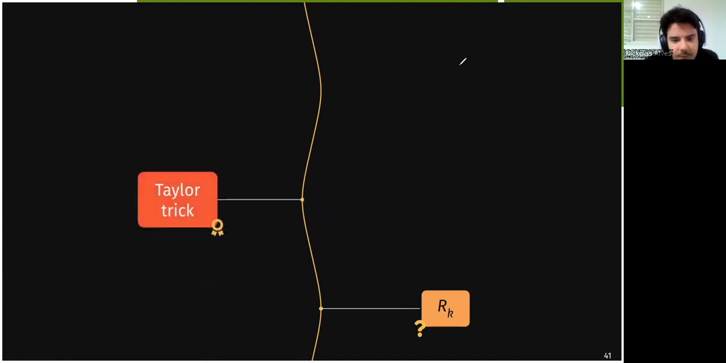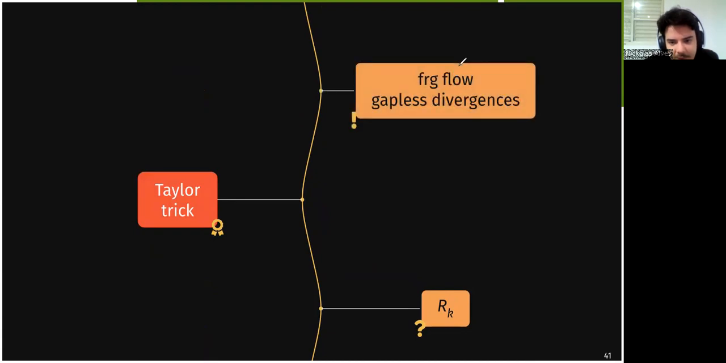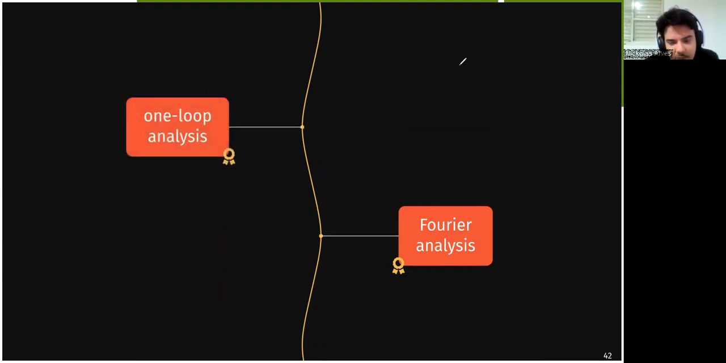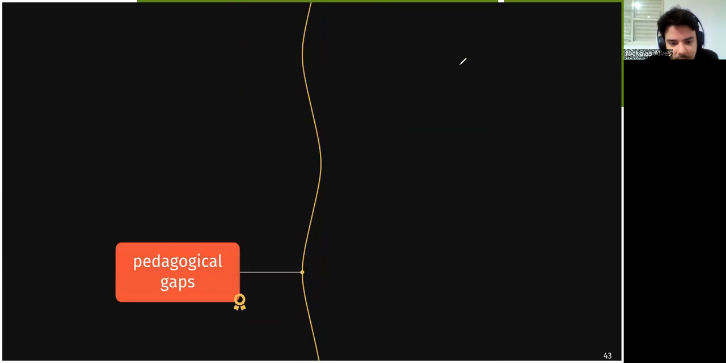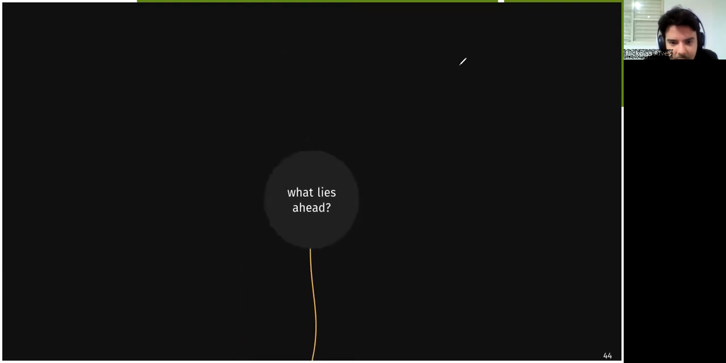Found eventually an ansatz for the cutoff, which, while in principle wrong, eventually got it right. Developed a way of calculating the difficult traces that occur in the middle of the calculation. Found gapless divergence in the FRG flow, which would later be fixed. Saw that Fourier analysis and the Taylor trick lead to the same results. Performed a one-loop analysis which matches the non-perturbative calculation, and filled in my dissertation some pedagogical gaps in the literature. So what lies ahead in this project is to try new cutoffs, which we actually did and found cutoffs that work.